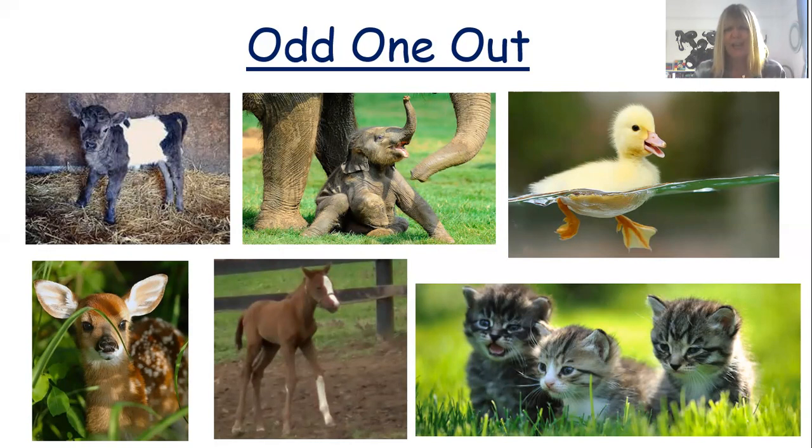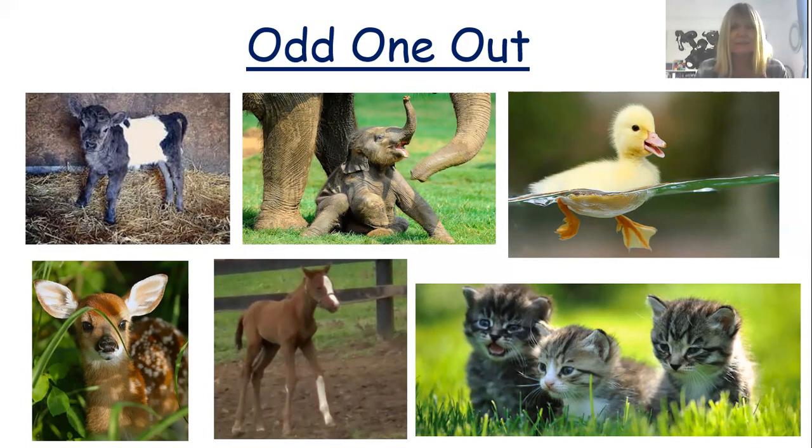Well, I'd definitely say the duckling's the odd one out because it's the only animal that spends a lot of time swimming in water. Okay. Any others? Do you know, the elephant is the odd one out for 2 reasons. One, that in this picture, you can see its mummy, and none of the other animals are with their mummies.